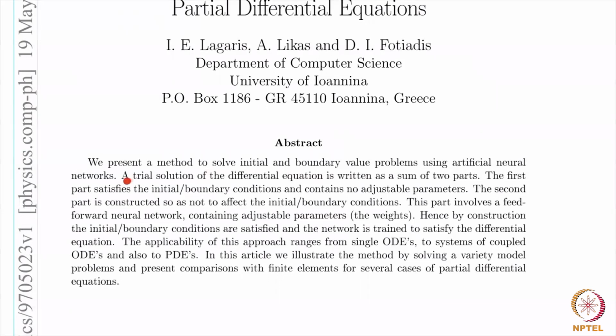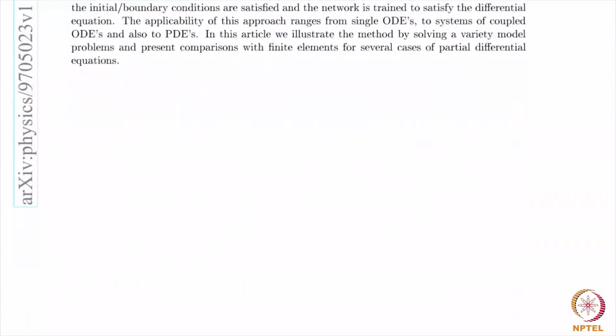networks. You can also see this trial function is written as a function of 2 parts. This is not the same as the Raissi approach. These 2 parts, one part satisfies the boundary condition exactly, whereas in the Raissi approach, everything is satisfied in the least square sense, and this contains no adjustable parameters. The second part is just the PDE. Okay, it only contains the PDE. So I'll just show you their approach.